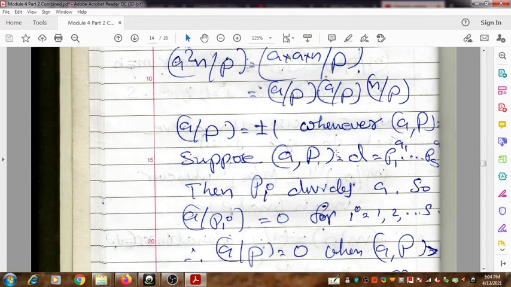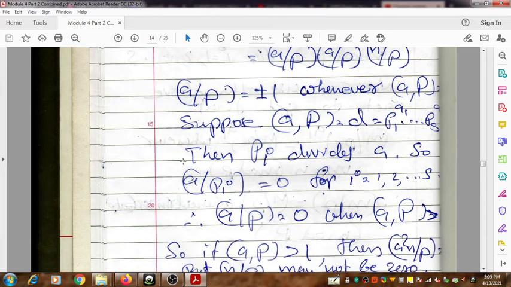Then, in the next step, we suppose that the GCD of a and p is greater than 1 and equal to d. We assume that the GCD of a and p is not equal to 1, some number d, and that equals p1 raised to a1 times etc. times ps raised to as. Since pi divides d, we know that pi divides a.